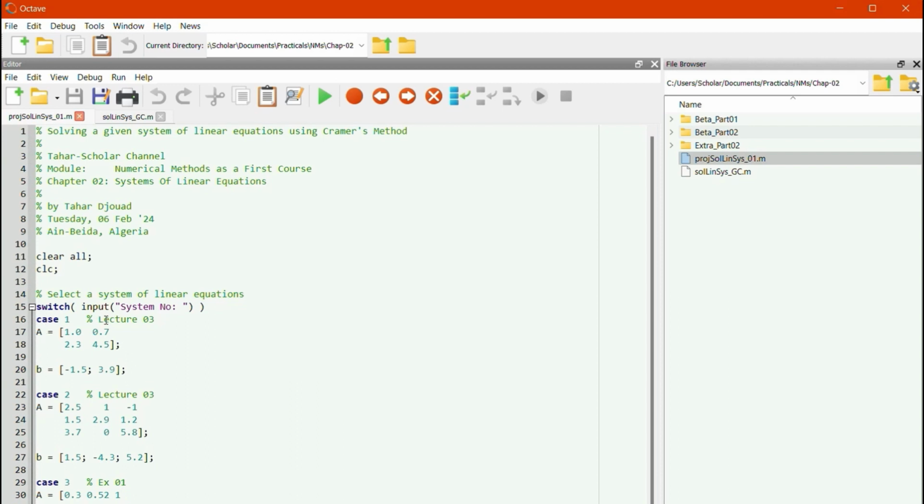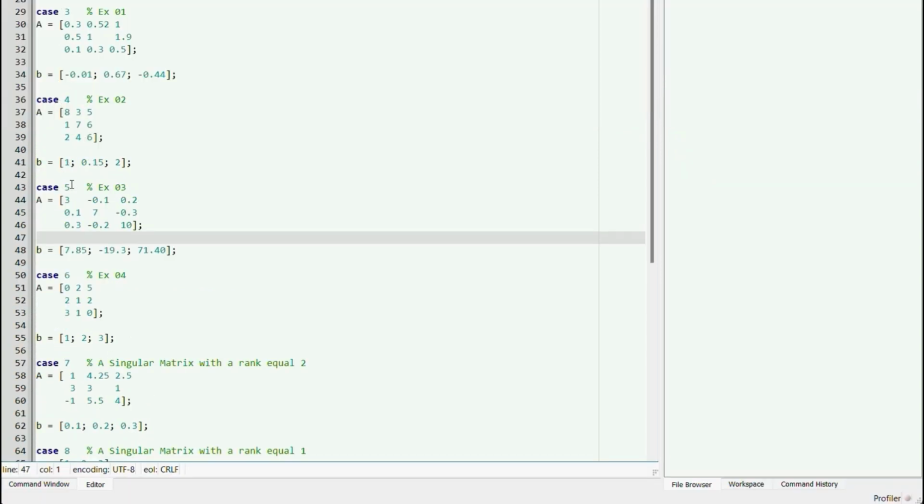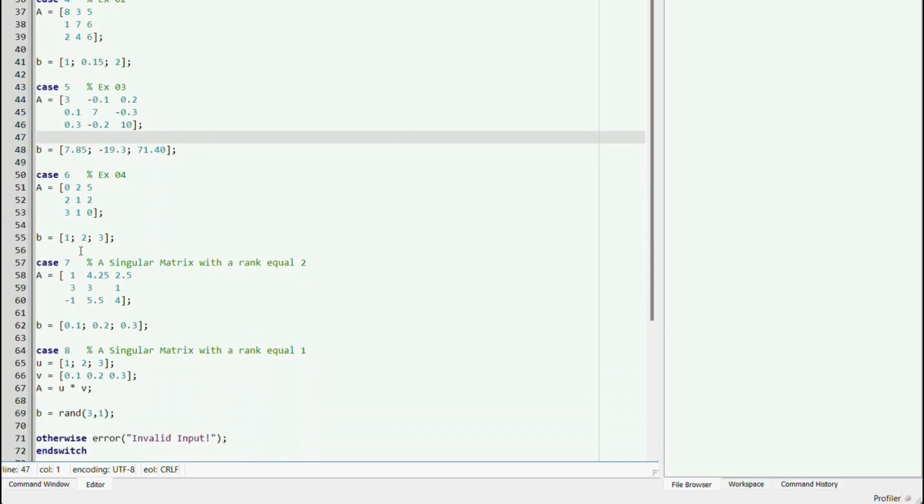We have already done that in lecture 3, the first and the second system. Case 3, case 4, case 5, and case 6 are from the tutorials, the same systems we presented in tutorials. And in case 7 and case 8, I have two matrices that are singular. The first has rank equal 2, and the second has rank equal 1. The second is the product of a column vector with a row vector. That's 3 by 1, and this one is 1 by 3. We get a 3 by 3 matrix.